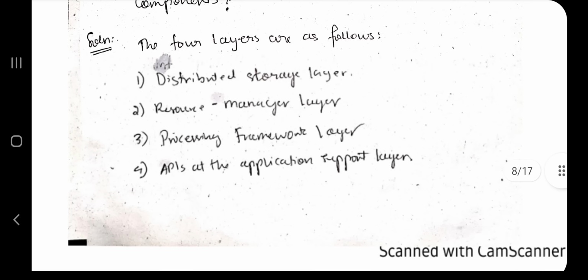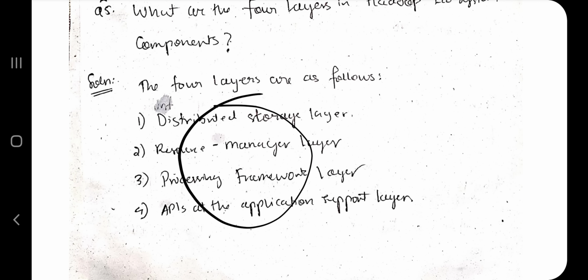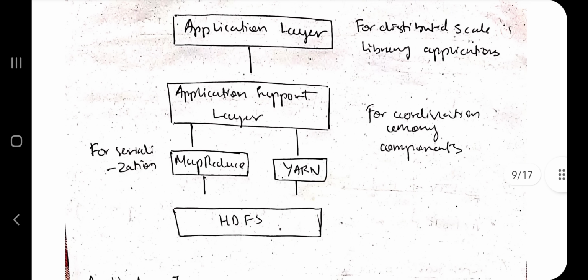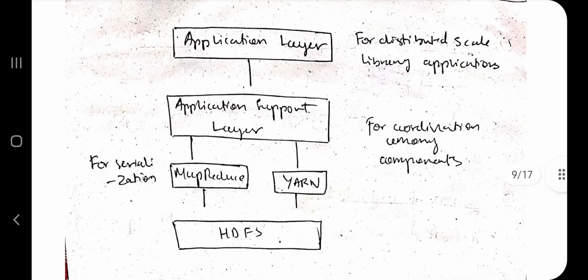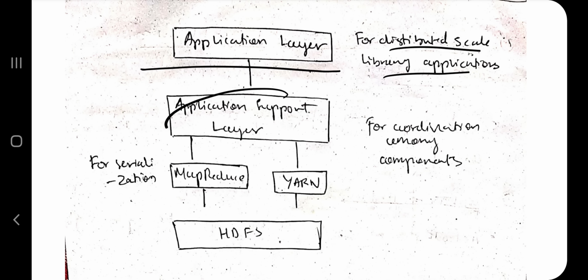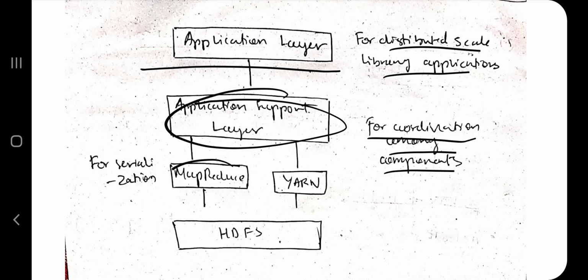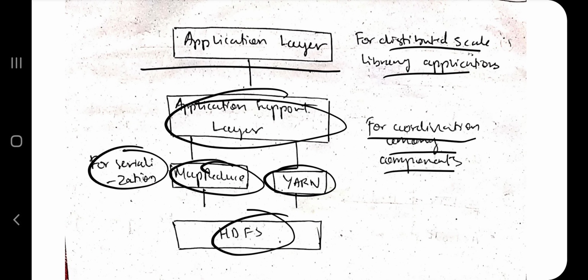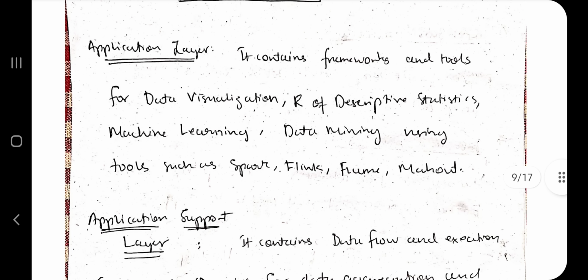The previous things they were given, it's not in the order. But this is what the order actually is. Okay, the first part will be application layer. There the distributed data storage will be there. This is API layer. Here the coordination among the different components will be there. MapReduce and YARN, this is for the serialization and parallel processing, and here finally the data will be stored whatever is processed.